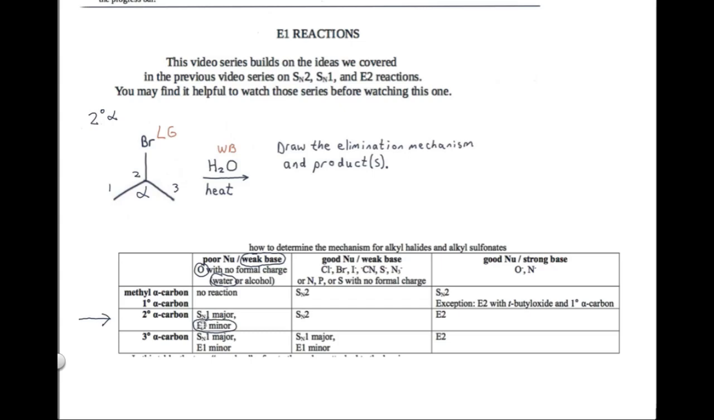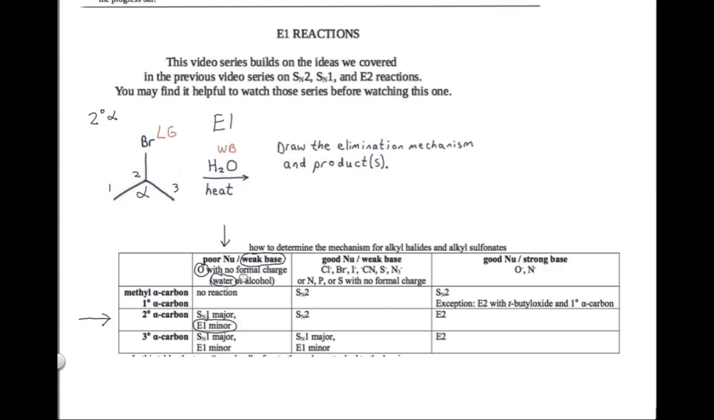Remember that the E in E1 and E2 stands for elimination. Always write down the name of the mechanism. So we'll write down that we're using an E1 mechanism here. So we used this table together with the clue in the problem to determine that the mechanism here will be E1.